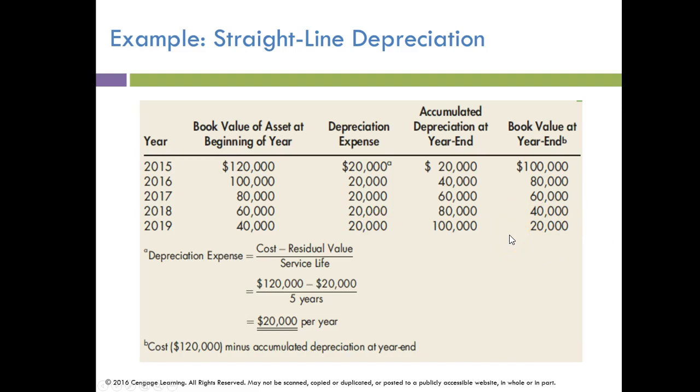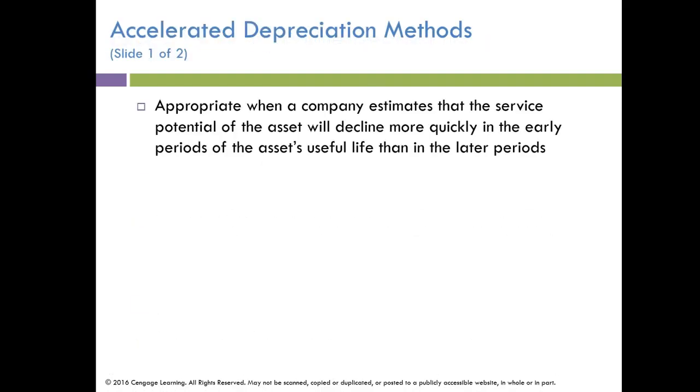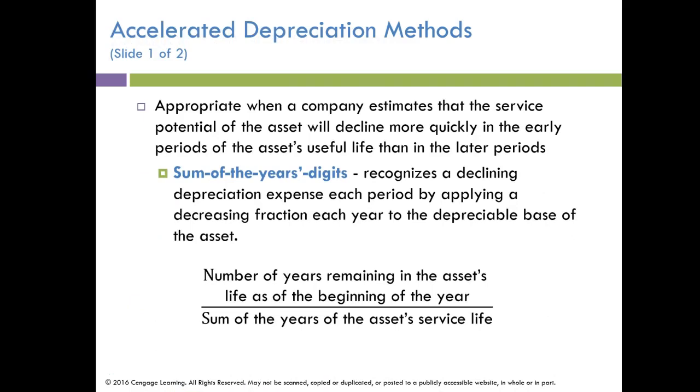$20,000 salvage value. There are also accelerated depreciation methods. And so one is called the sum of the year's digits. And so what we're going to do in that situation is we're going to determine how many years the asset is going to have a useful life for. And this is almost easier to show you than to explain it.